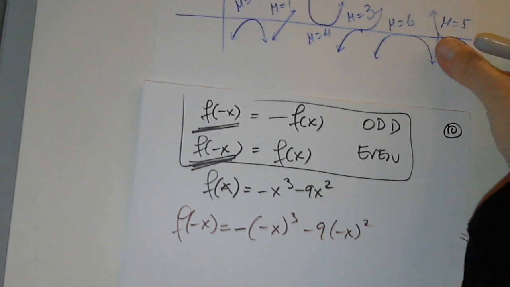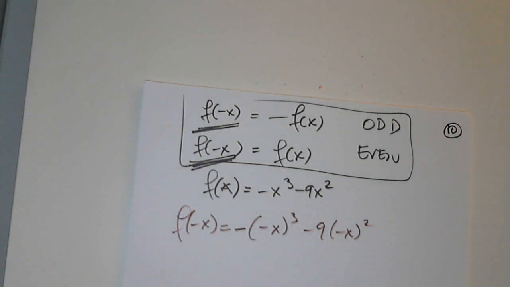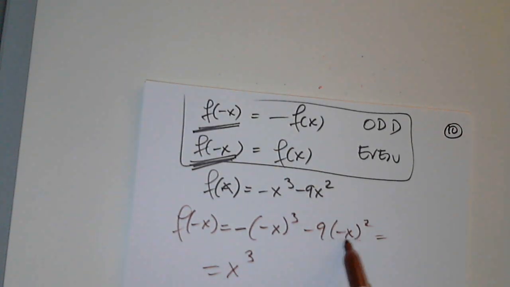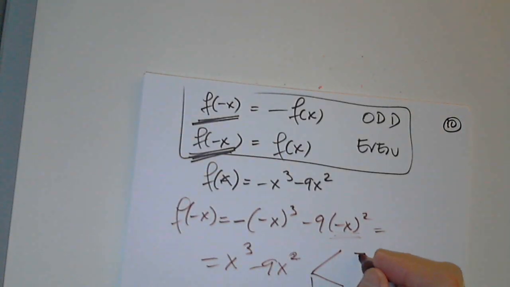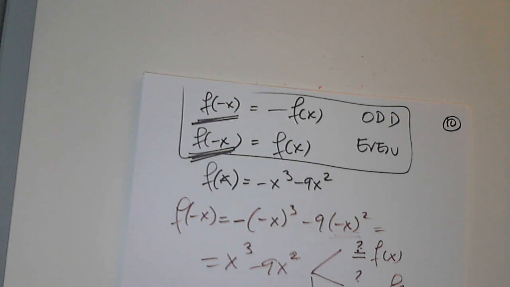Negative x to the third power is still negative x to the third power, and with minus in front would be positive x to the third power. This does not change, so it's negative 9x squared. So I ask myself now 3 questions. Does this equal the identical function? Does this equal the opposite of the function, or none of the above?